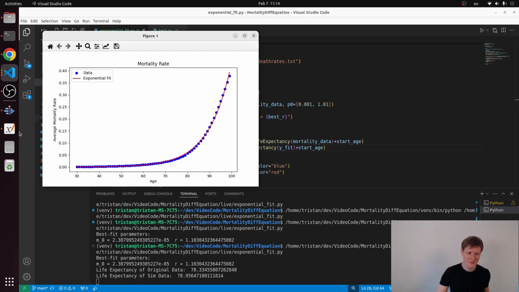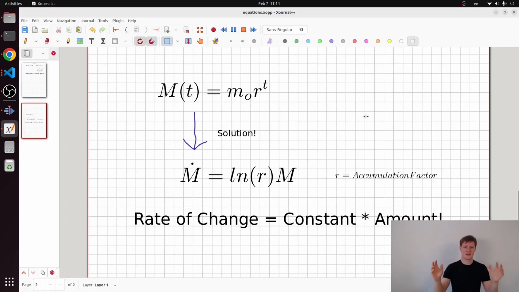And to make this a bit more mathematical, I've actually brought some equations. So until now, we had our mortality rate, and I use t here instead of h, because it's much nicer. We modeled our mortality rate as initial mortality rate times some accumulation factor to the power of t. And we are certain now this is how mortality works. And this is actually a solution to this differential equation down here.